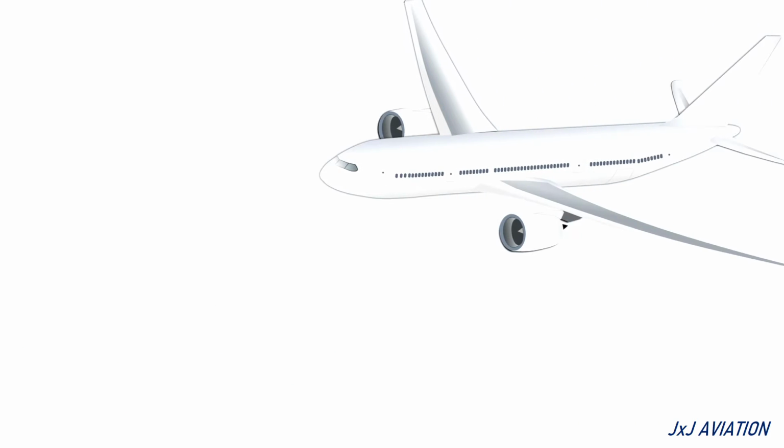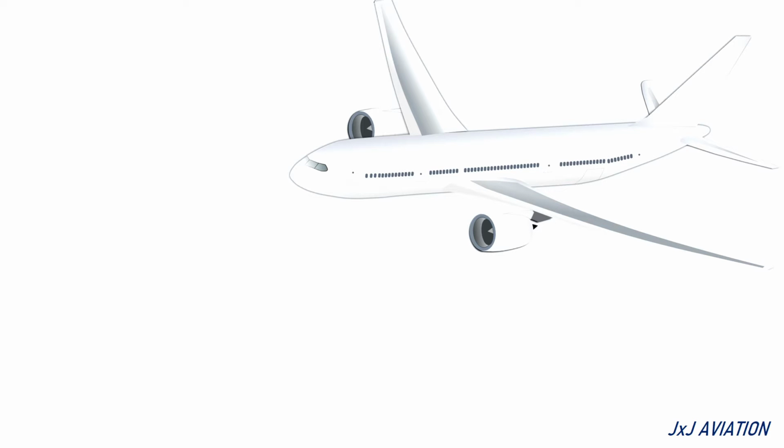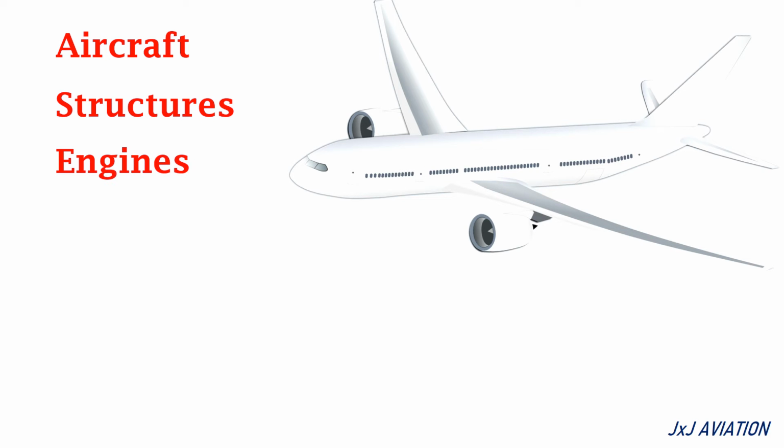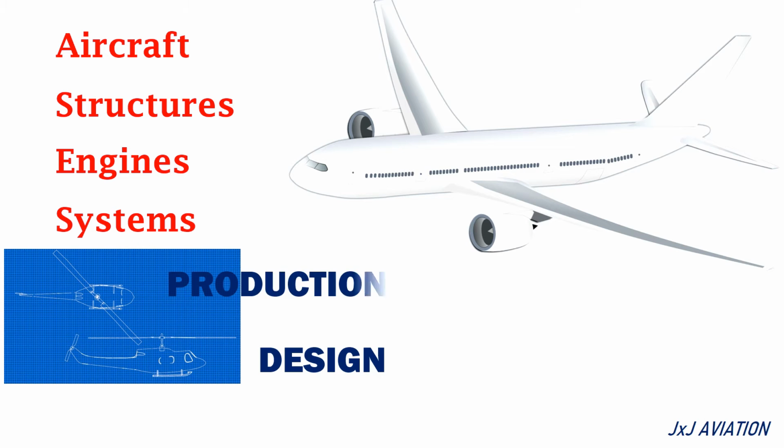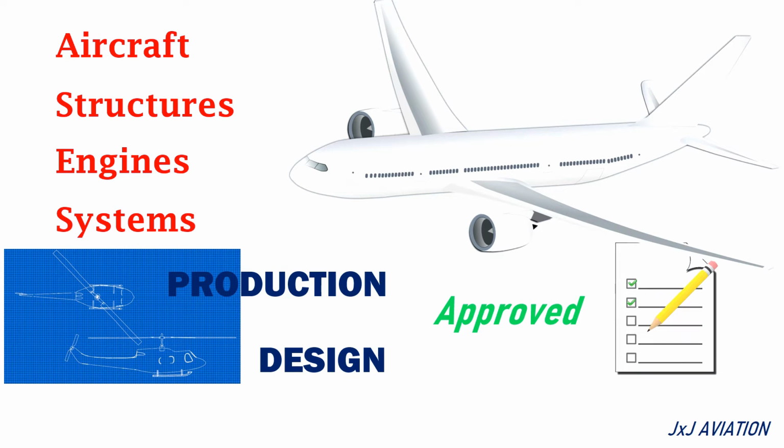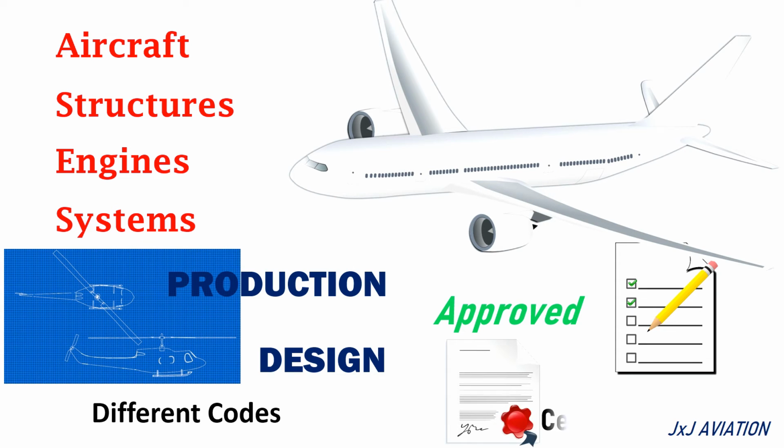There are different procedures that need to be followed for the certification of an aircraft, the structures, the engines, and different systems. Before an aircraft or a component is certified, the design and the production should be approved. For any structure or system, there are different codes that are to be followed for its certification.